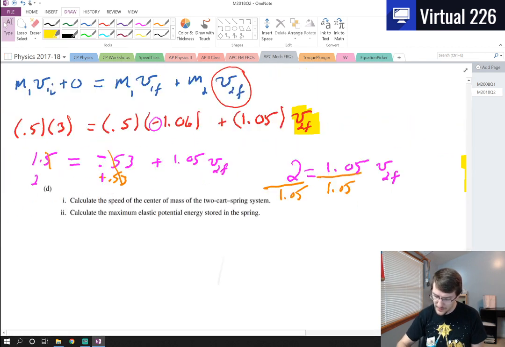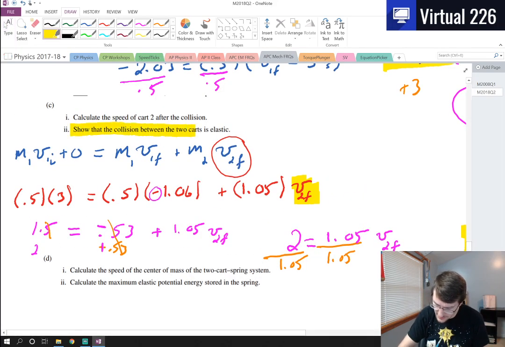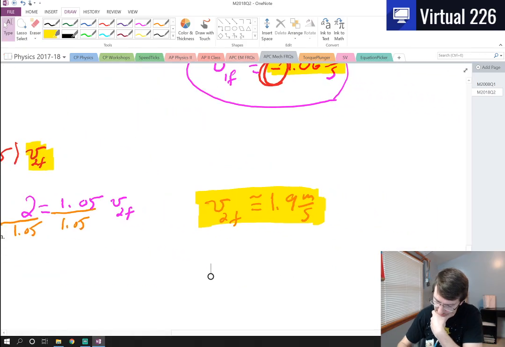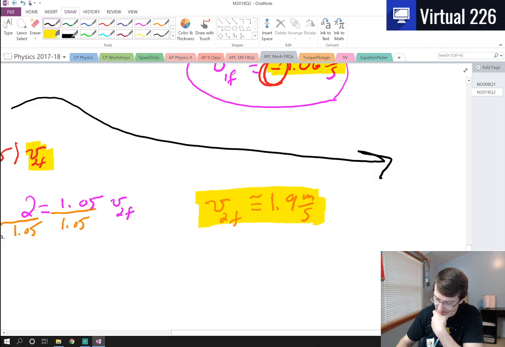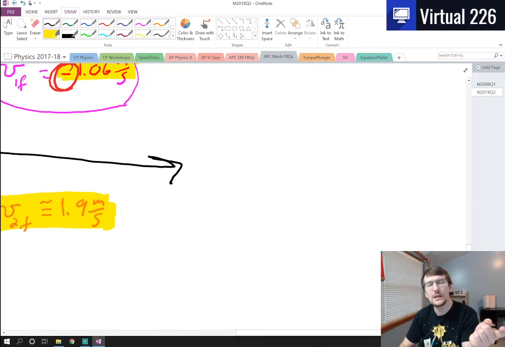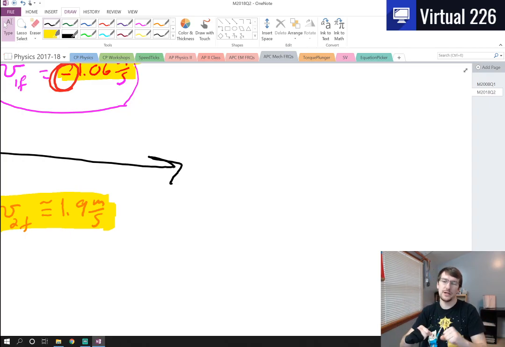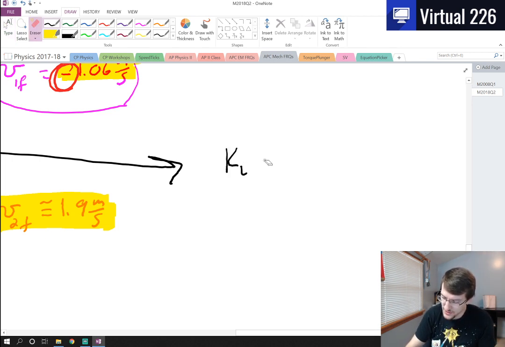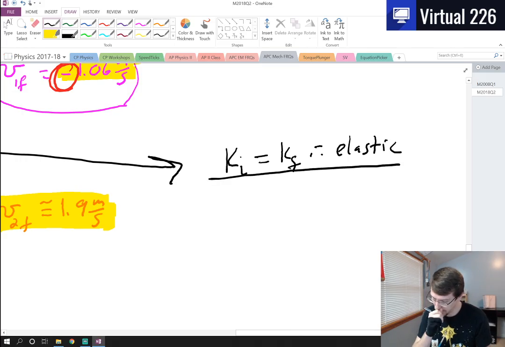Okay. We also need to show that this collision between the two carts is elastic. So let's get some space going over here. Elastic. Well, we know that a collision is elastic when the initial and final kinetic energies are equal. Inelastic collisions lose energy. There's some sort of deformation, like a bumper breaking or the clay deforming. But if we can show that the initial kinetic energy is equal to the final kinetic energy, we'll see that we're elastic here. Okay, so that's what we're trying to prove.